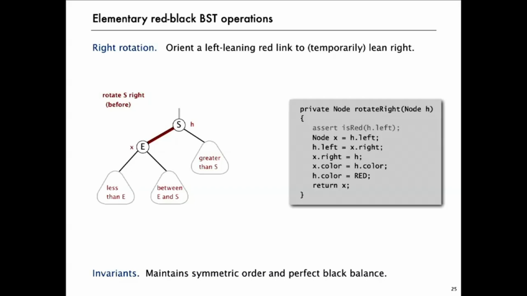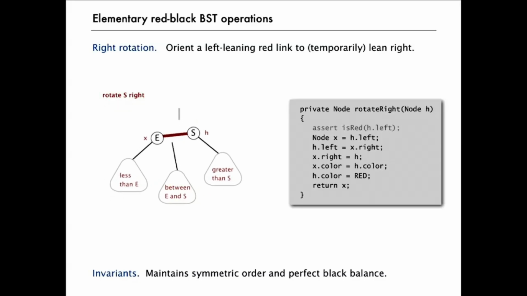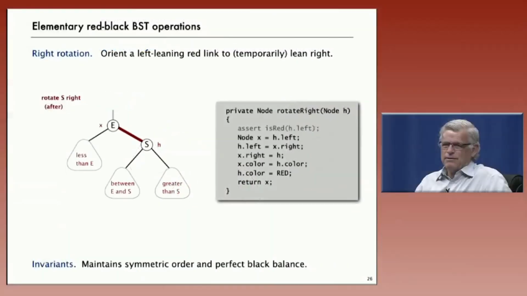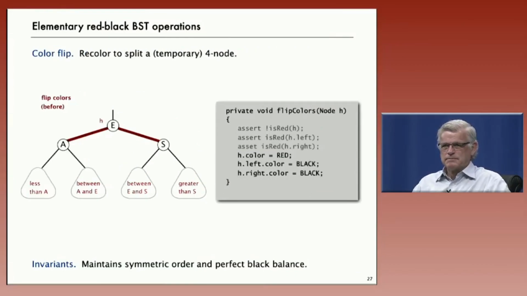Now X is h.left, and h.left is going to be x.right after the rotation. X's color is still going to be H's color, and H's color is going to be red. And the right rotation implements this. And again, that's going to maintain symmetric order and perfect black balance. We changed the way the red goes, but we didn't change anything about the black. Okay, that's a right rotation.